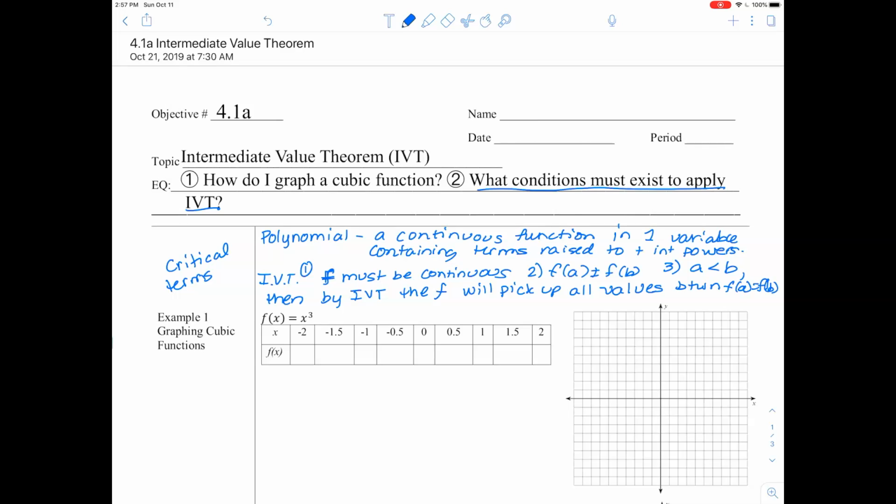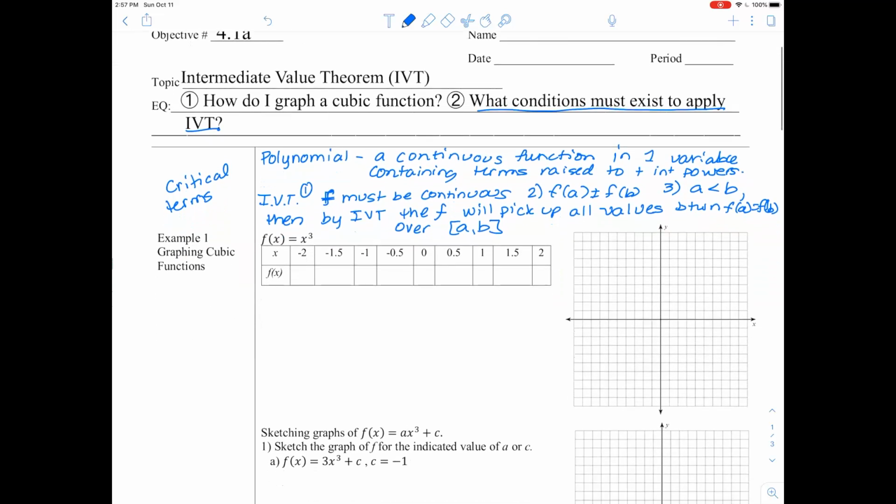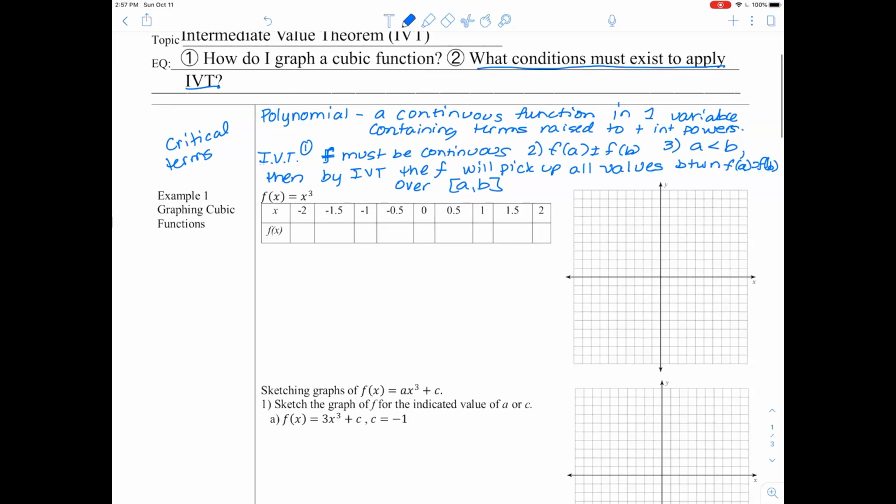All right, over the interval, oh, let me mention that, over the interval between a and b. So over that domain of points, it's going to pick up all the y's in between the output of f of a and the output f of b. All right, so those are the two things we're talking about.